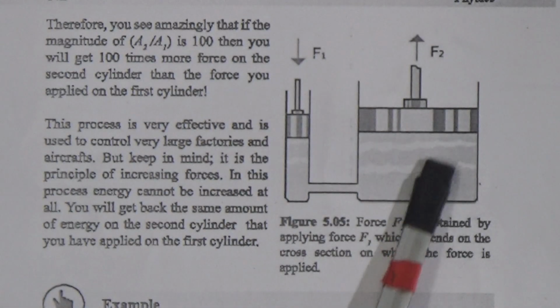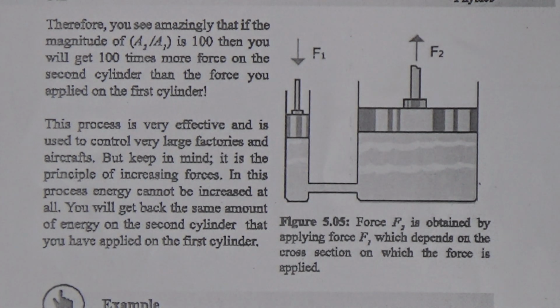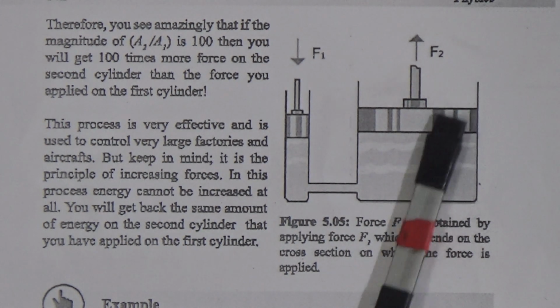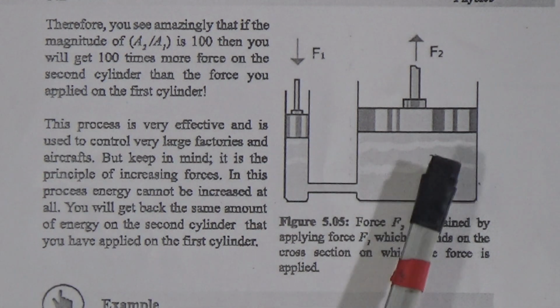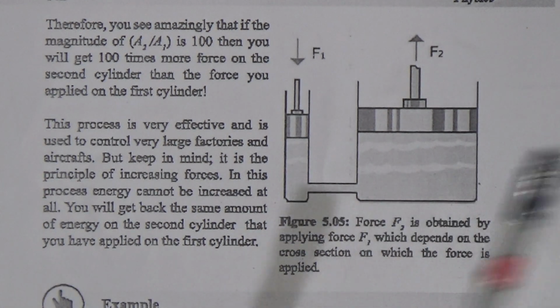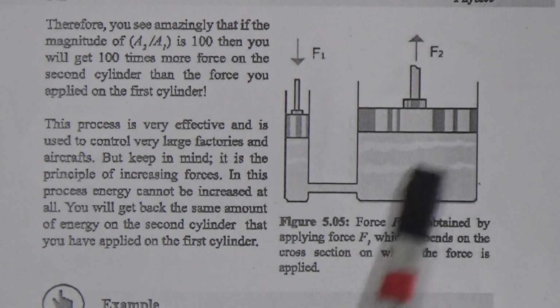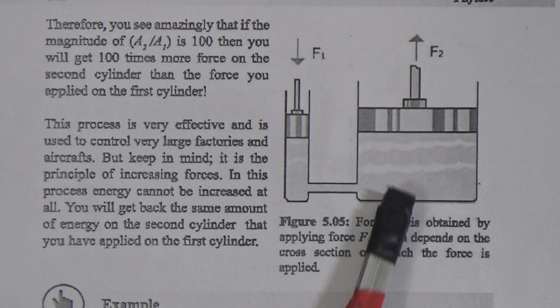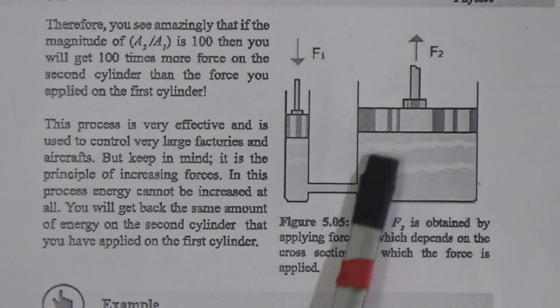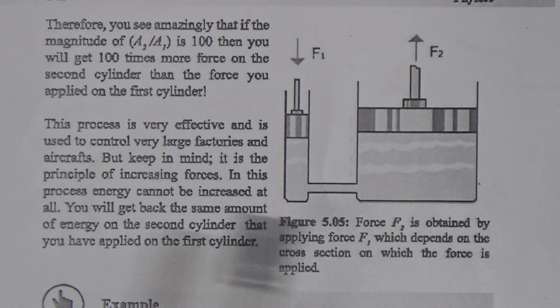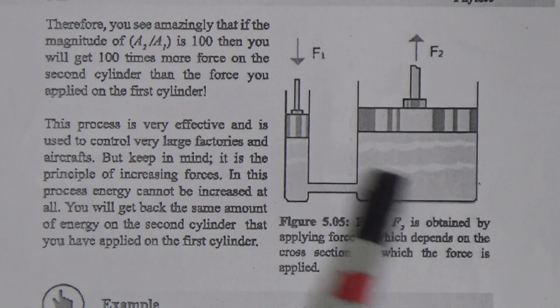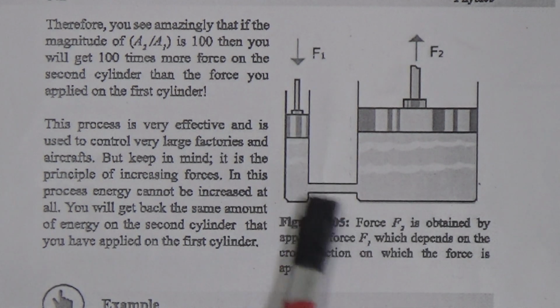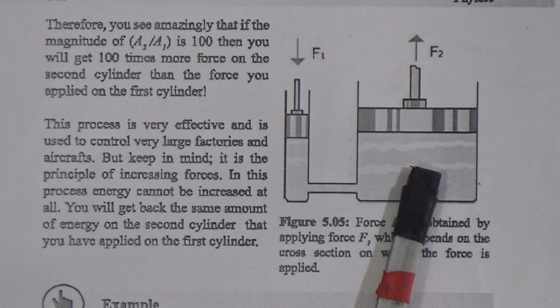Now you see, amazingly, that if the magnitude of A2 divided by A1 is 100, then we will get 100 times more force on the second cylinder than the force you applied on the first cylinder. Okay, and this process is very effective, and it is used to control very large factories and aircrafts.